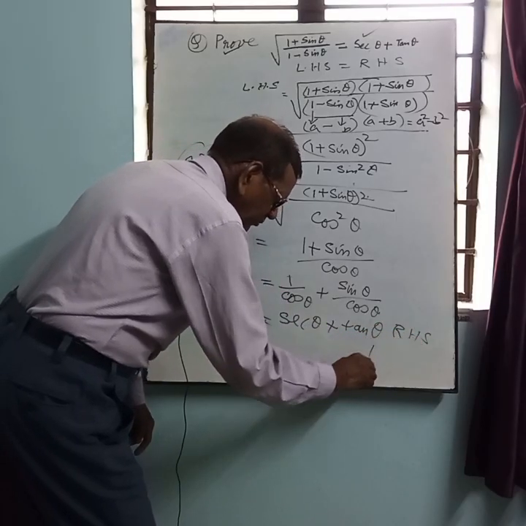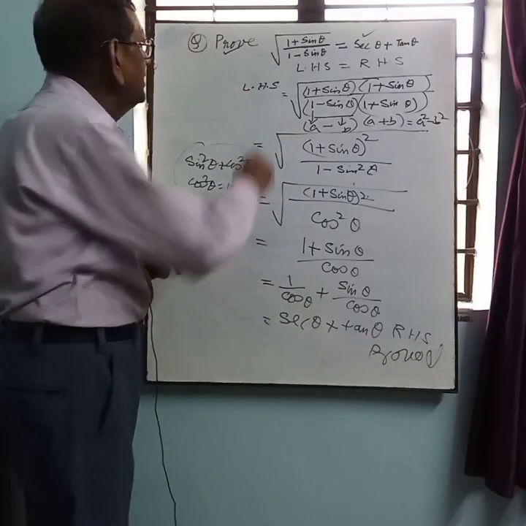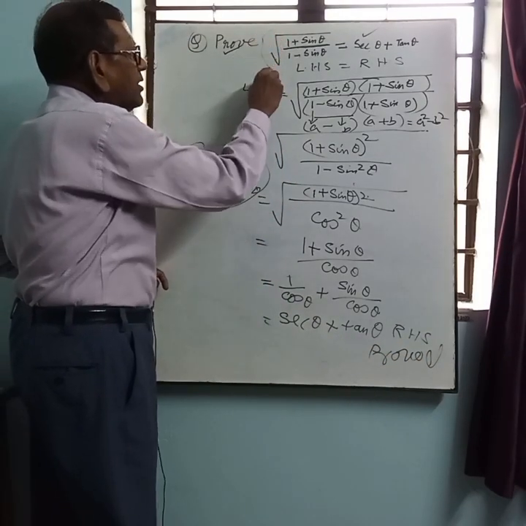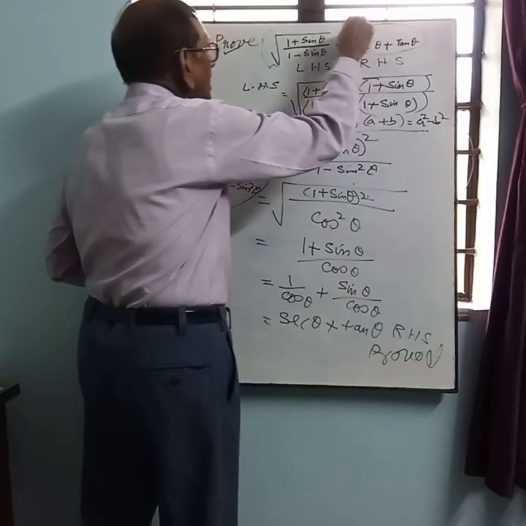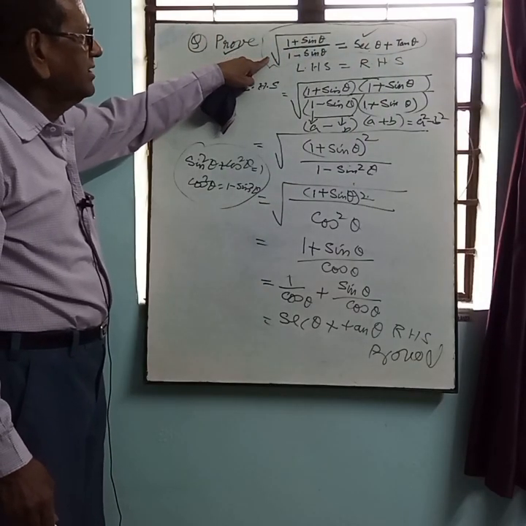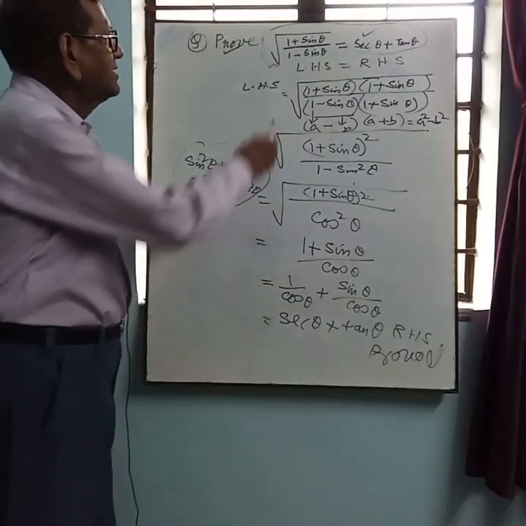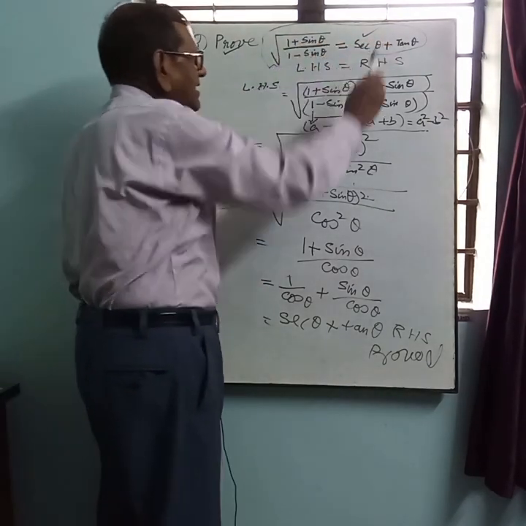RHS proved. Very important question. This is a very important question, generally asked in the examination. This square root is important in this question. On the right side, there is no square root. This side has sine, and these are sec and tan.